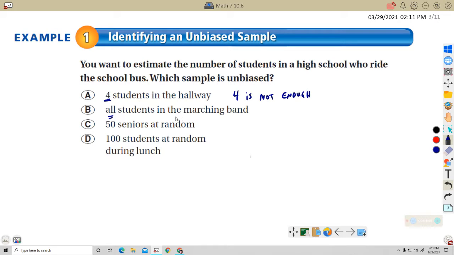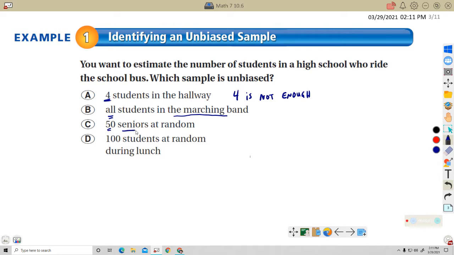All students in the marching band. Well, the marching band is not necessarily representative of the entire school. They have that in common, but a lot of other people don't have that in common with them, so they're not representative based on that.